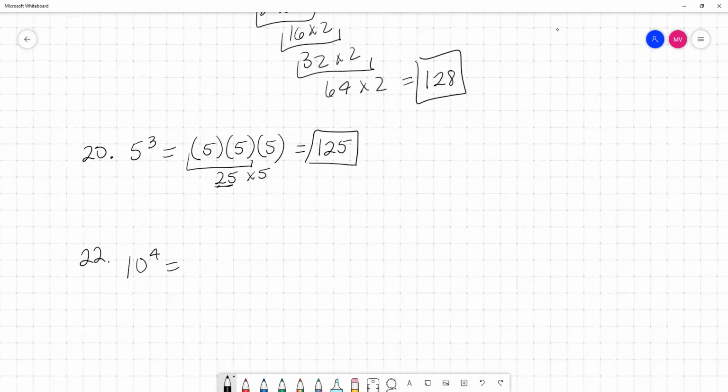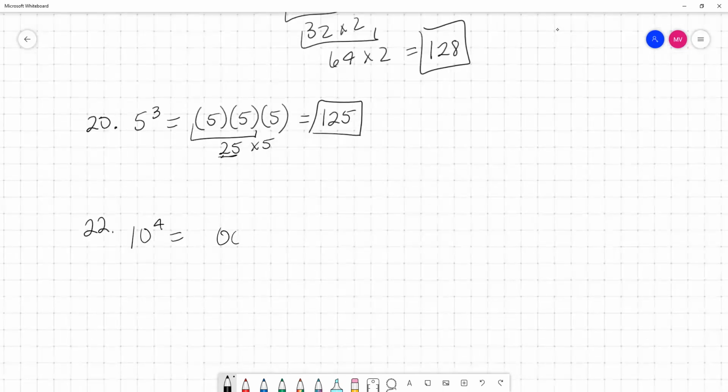What do we do with powers of 10? Okay, yes. So I think what you just said is you take your exponent, and that's how many zeros are in your answer. So 1, 2, 3, 4, and then you throw that 1 in the front of it.